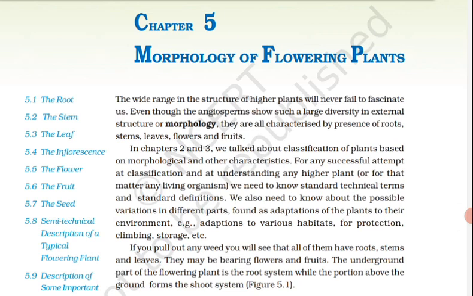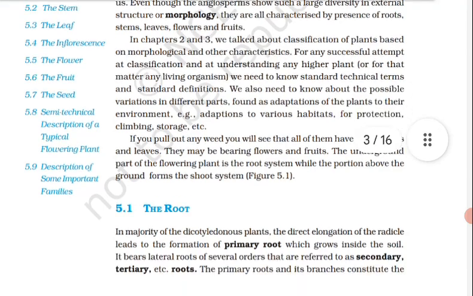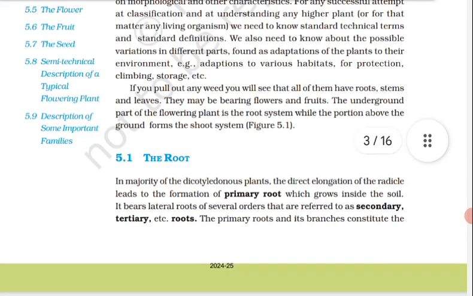Understood? The root. In the majority of dicotyledonous plants, the direct elongation of the radicle leads to the formation of the primary root, which grows inside the soil. It bears lateral roots of several orders that are referred to as secondary, tertiary, etc. roots. The primary root and its branches constitute the taproot system, as seen in the mustard plant. The mustard plant consists of a taproot system.